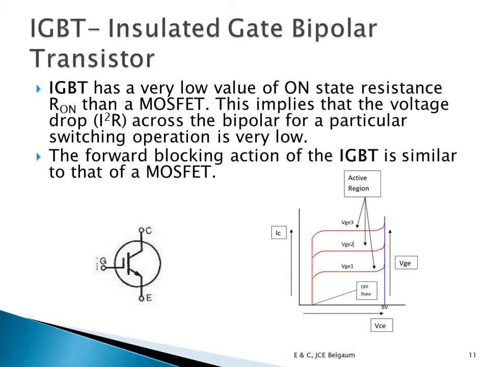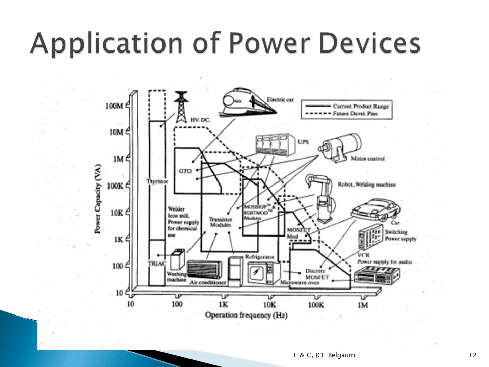The forward blocking action of the IGBT is similar to that of the MOSFET. Okay, so it's a voltage driven device again, unlike the transistor. Now this is a chart that I have put out for you, and it tells you how to look at these devices from different application points of view.